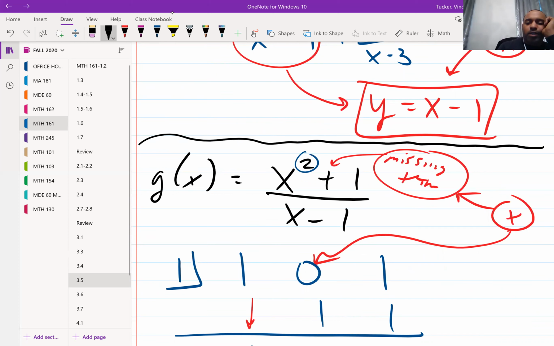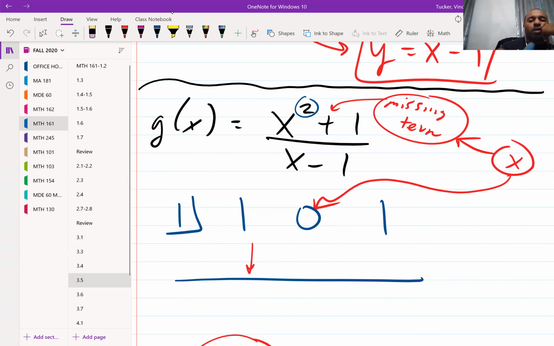So once again, I decided to use synthetic division because I could, looking at x minus 1. And don't forget we have a missing term here. You have to give an account for that, and that's the x term. So I have 1, 0, and 1 as my coefficients.